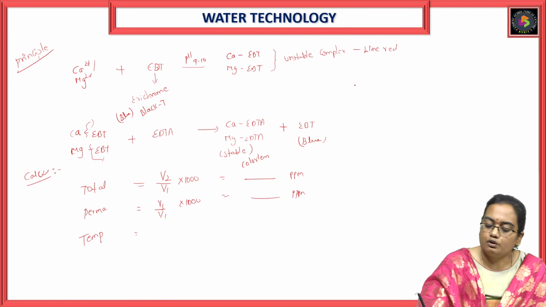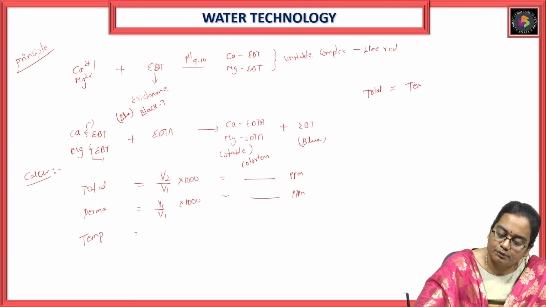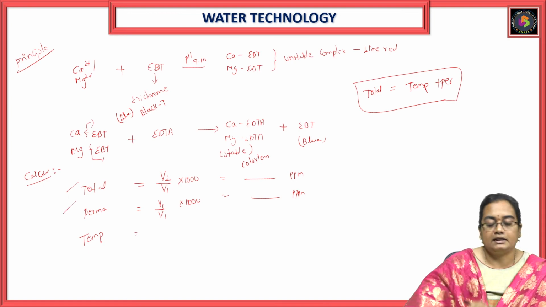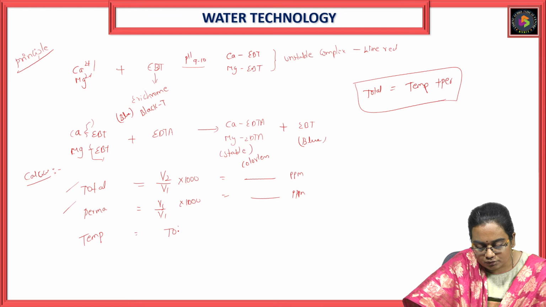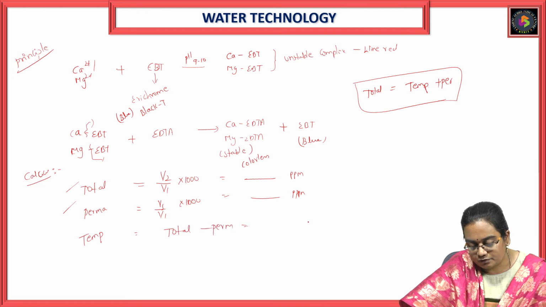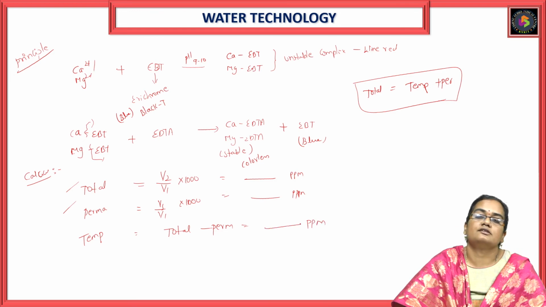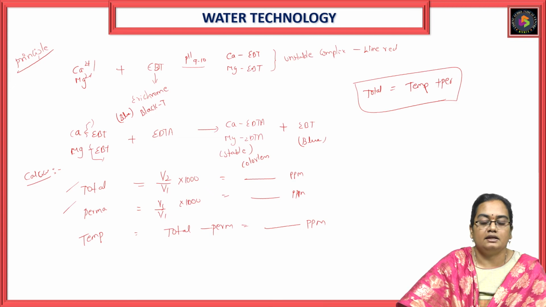We know that total hardness is equal to temporary plus permanent. So we know total here, we know permanent here. Then how can we calculate temporary? Temporary hardness is equal to total minus permanent. You will get your temporary hardness in ppm. So in this way, we can determine the hardness of a given sample by using the EDTA method.